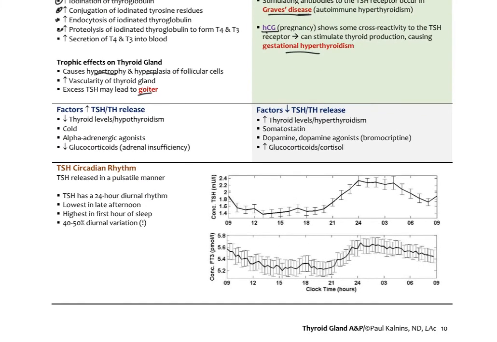Factors that increase TSH and thyroid hormone release would be obviously hypothyroidism, and that would be from the negative feedback, being in cold environments, alpha adrenergic agonists, so anything to stimulate your sympathetic nervous system, specifically the alpha receptors in the central nervous system, and then having decreased glucocorticoids. So low cortisol and stress hormones will cause the thyroid to oversecrete, to secrete more. And that's an interesting sort of relationship there.